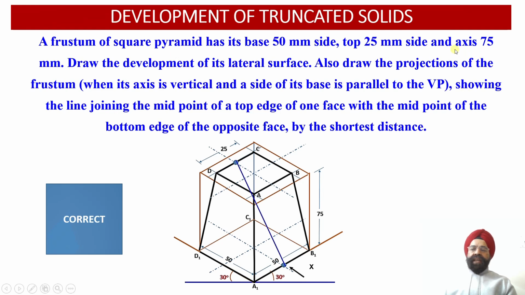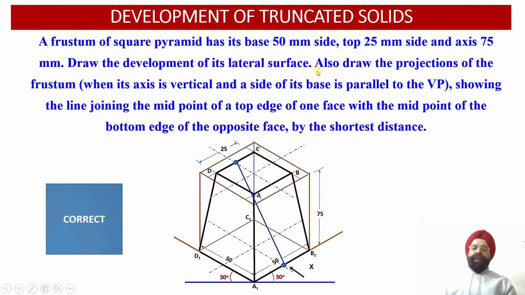Now we can see the height of the axis of this frustum of the square pyramid. It happens to be 75 mm. So this way we have obtained the frustum of the square pyramid, and now we need to join A with A1, B with B1, C with C1 and D with D1. So these are the four slant generators of this frustum of the square pyramid.